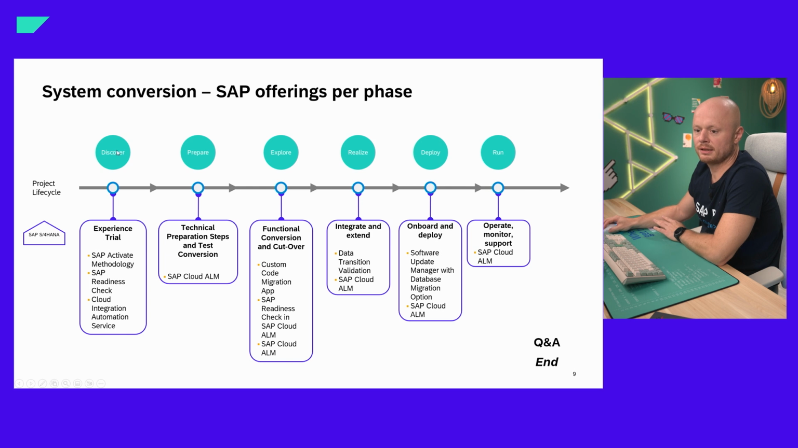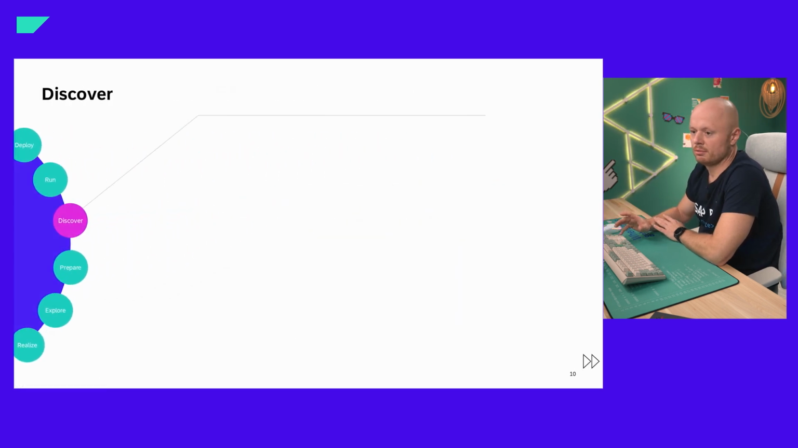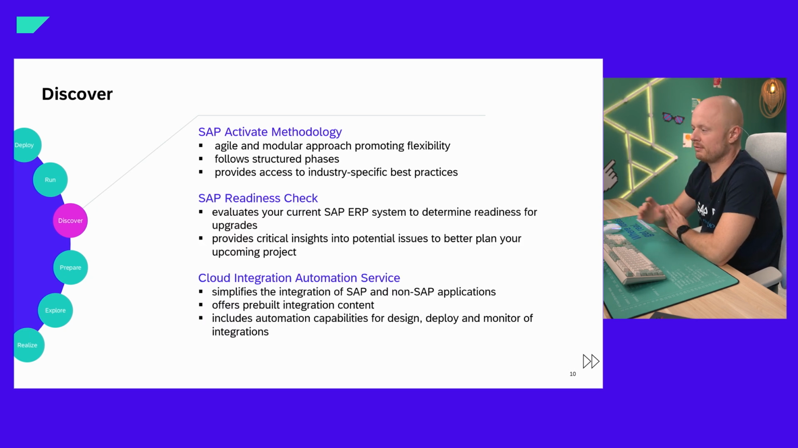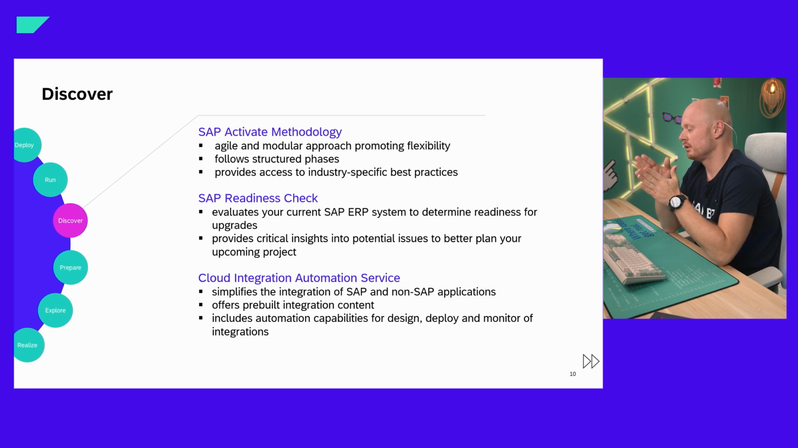Okay, so SAP Activate, maybe let's start with that. In the Discover phase, we have our methodology, as said. We have the SAP Readiness Check, and we have the Cloud Integration Automation Service. So starting with the Activate methodology, it's our methodology to implement SAP solutions, where we have the approach in structured phases. And we have also the accelerators, which give you the possibility to have a faster implementation, because everything is already explained, and sometimes standard configuration can be started from within the Activate content.